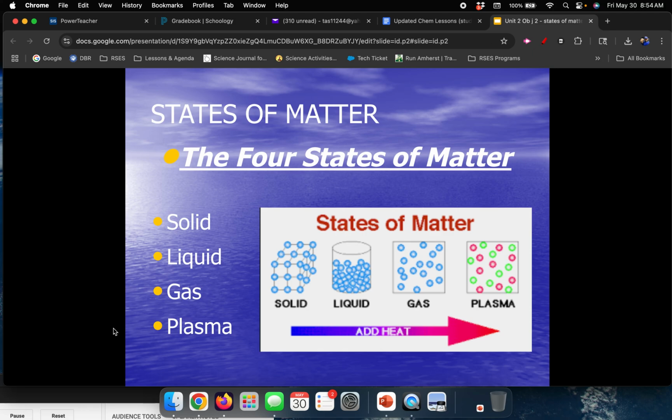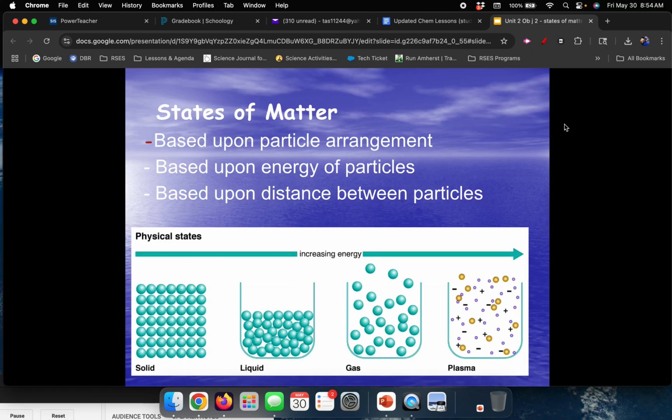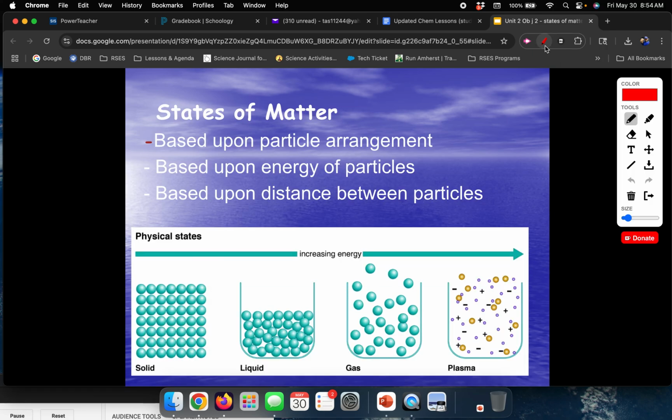All right, if you recall from 9th through 10th grade, the four states of matter are solid, liquid, gas, and plasma. And if you add heat in that order, if you add heat to a solid, it can turn to a liquid. Add more heat, it turns to a gas. Add more heat, it turns to a plasma. And with those states of matter, it's really all about how the particles are arranged and how much energy they have and their spacing.